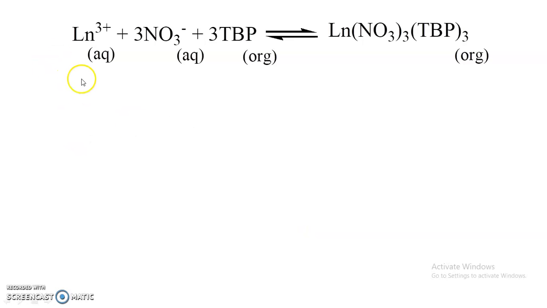Now again consider the equilibrium. When lanthanum salt is mixed with tributyl phosphate organic solvent, this organic solvent first of all forms a complex with the lanthanum +3 ion, and automatically the lanthanum +3 ion enters into the organic phase. So this is the organic phase, this is the aqueous phase, and this is the solvent.